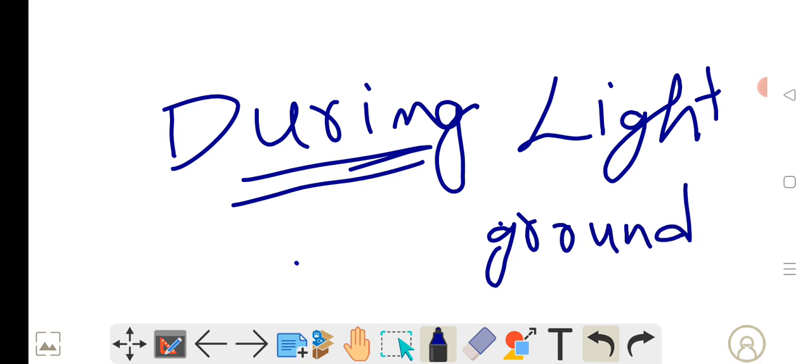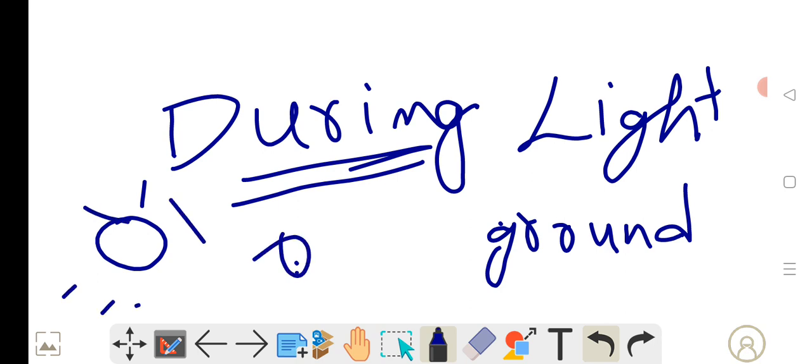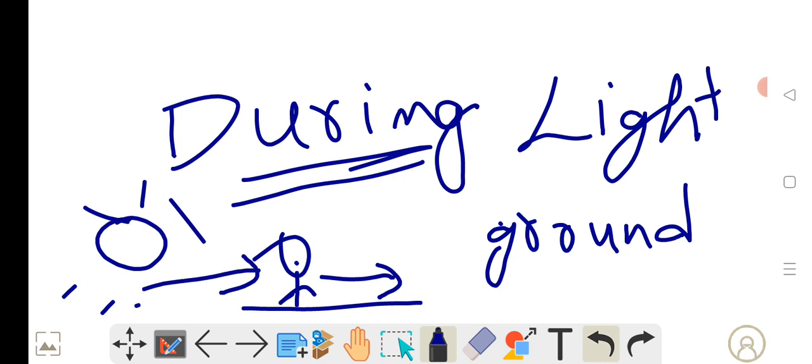Now, if the sun is here and you are standing here on the ground, the shadow is formed behind you. Shadow is always formed like this. As you are obstructing the path of the light, the shadow is formed behind, and the size of this shadow can be changed with the position of the light and the opaque object.